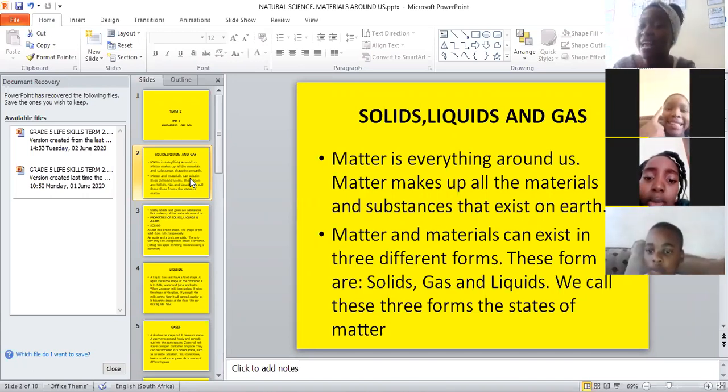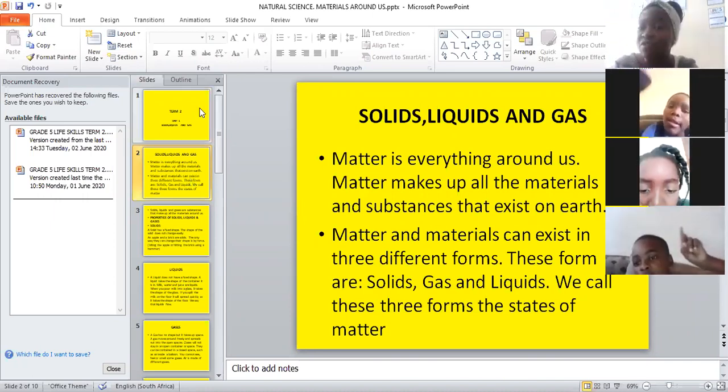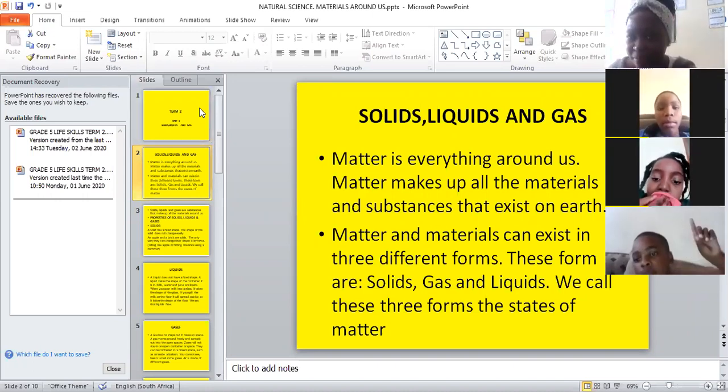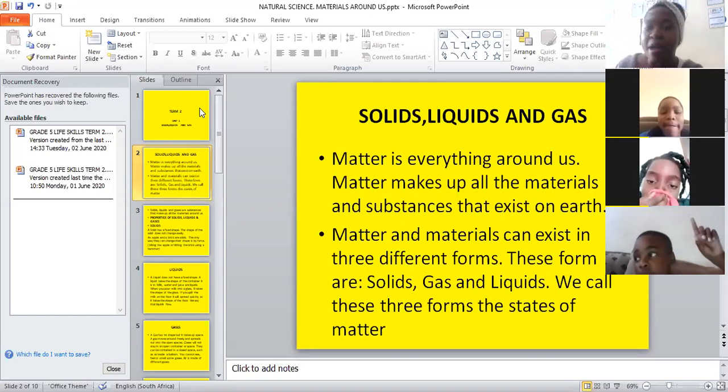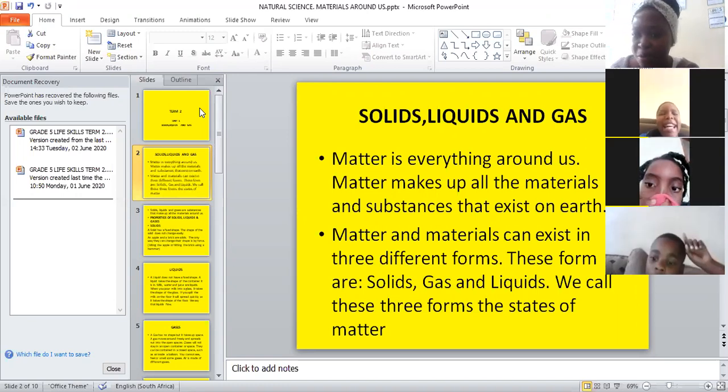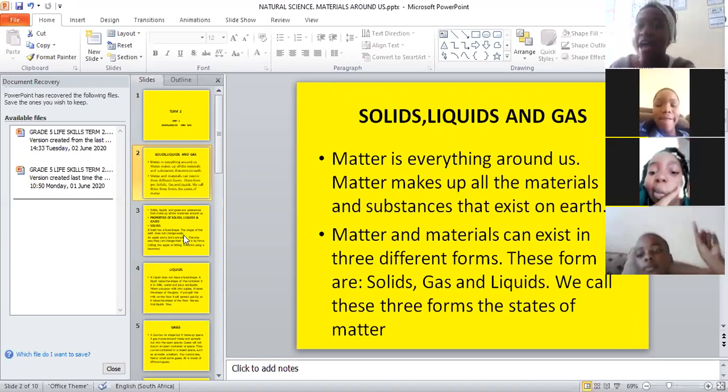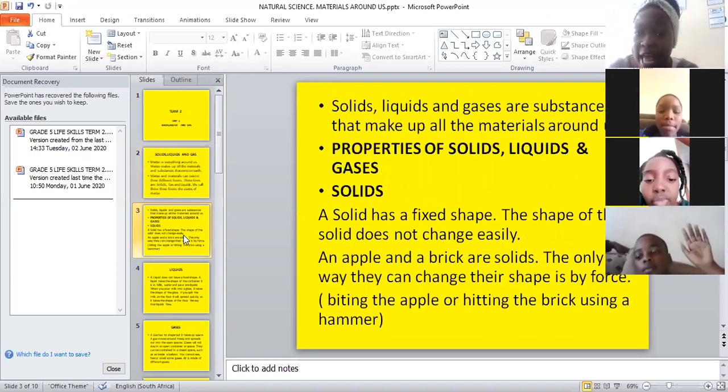Matter and materials exist in 3 forms. And those forms are, okay, Atlahang, what are the forms that matter and materials can exist in? Gas. Gas. What else? Liquid. Liquids. Very good. The last one? Solid. Solid. Thank you. Okay. So, and then we have properties of solids, liquids, and gases.